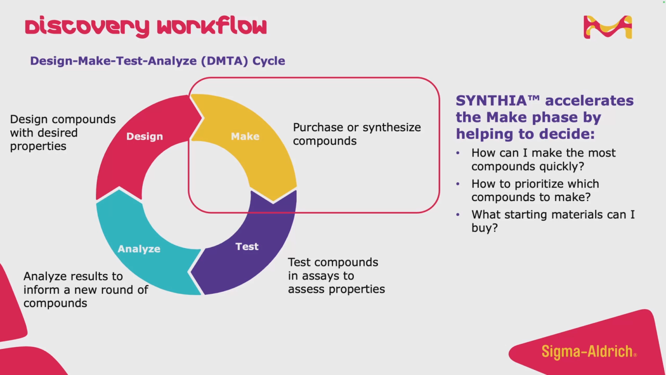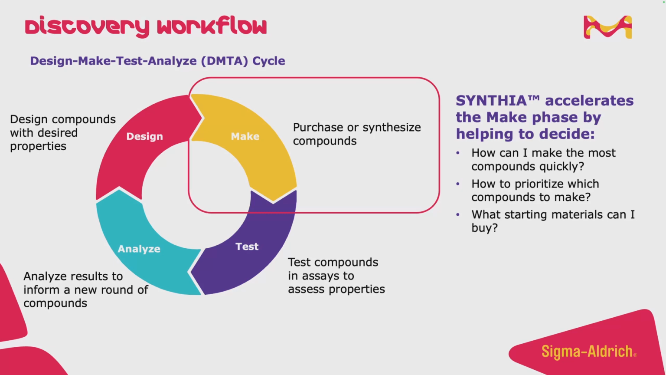So starting off, if we zoom in on that discovery phase, typically here we have the design, make, test, analyze cycle, where we identify some compounds that should have desired properties. Then we've got to figure out how to make them so that we can test them in assays to assess those properties, and then analyze the results, which then informs a new round. And how quickly we can iterate through that really drives our discovery process and making that more efficient.